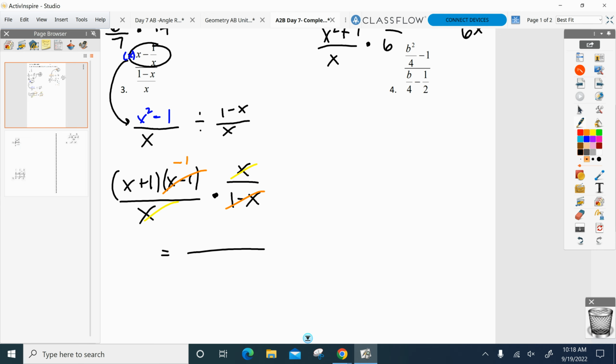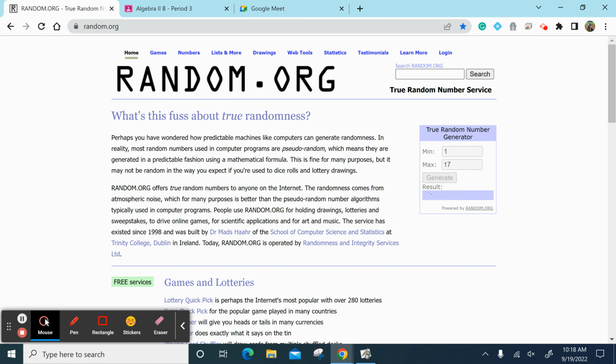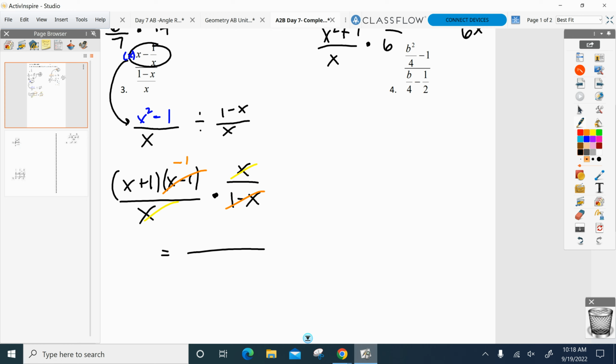See the only thing left? What's left on top? x plus 1 and -1. Yep. So make sure -1, x plus 1. If you don't want to put the 1 there, just leave the negative. You're fine. And I don't know why I put the fraction bar, because is there anything left on the bottom? No. You could put it over 1, though. Never going to mark that wrong.